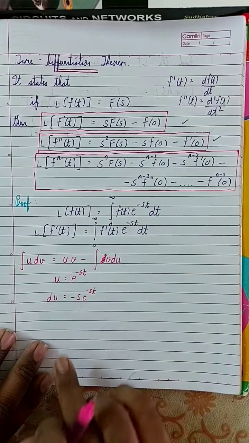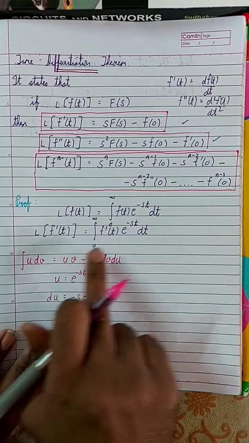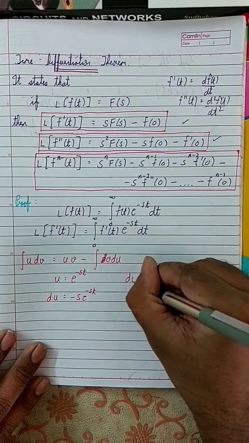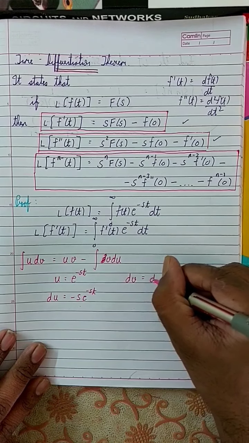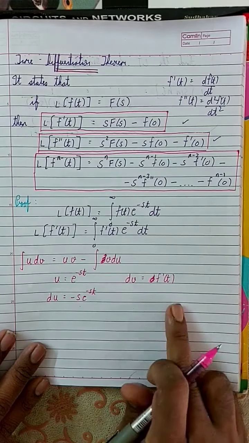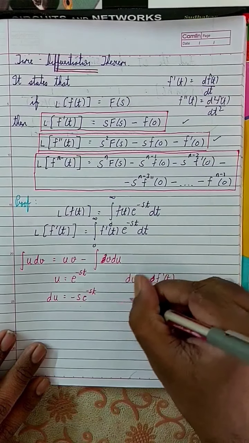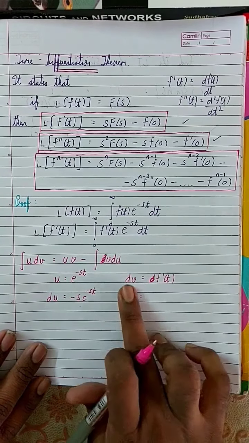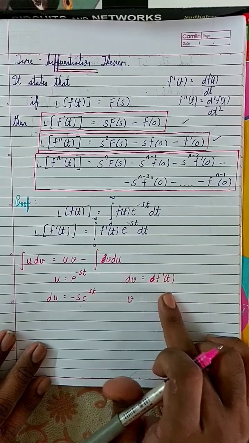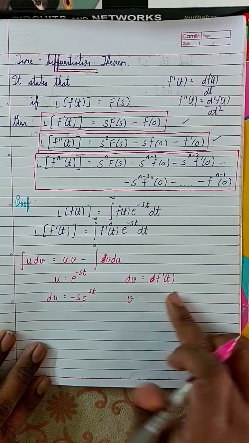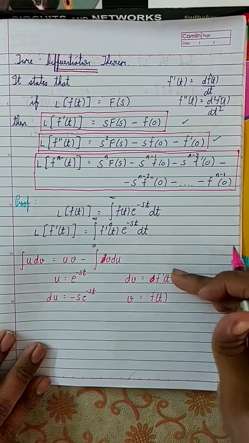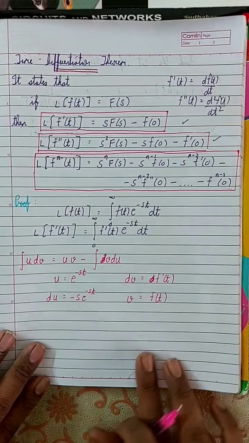Now next is dv. What is dv over here? dv is df(t)/dt, or f'(t). If dv is f'(t), then what is v? v is the integral of this, right? The integral of df(t)/dt is nothing but f(t) itself, because if this is the derivative, then this must be its integral.